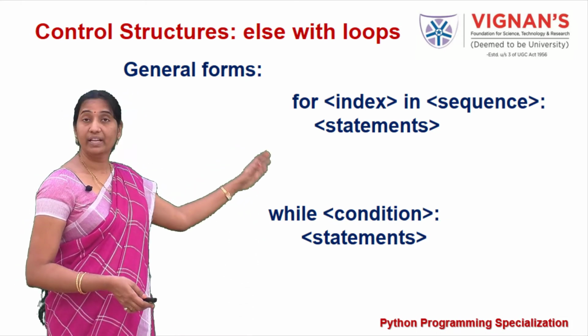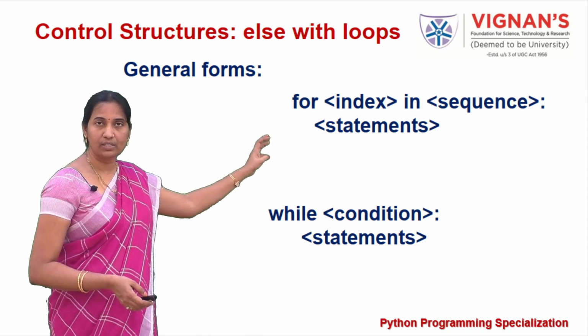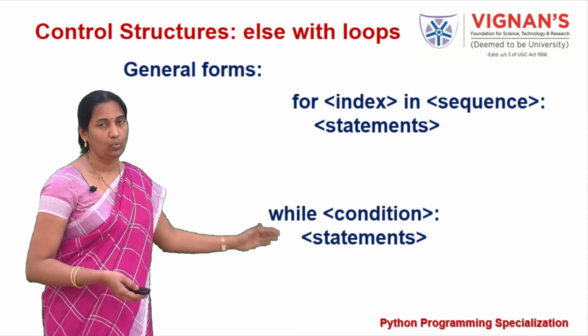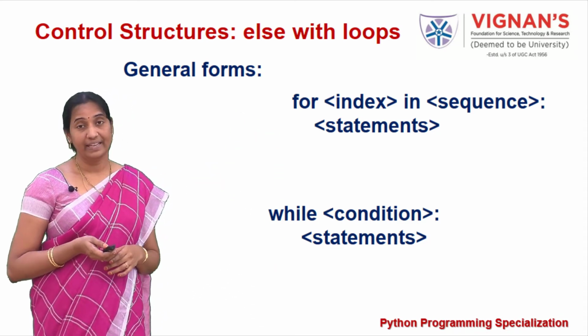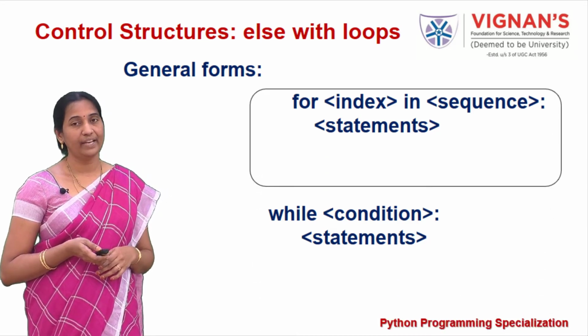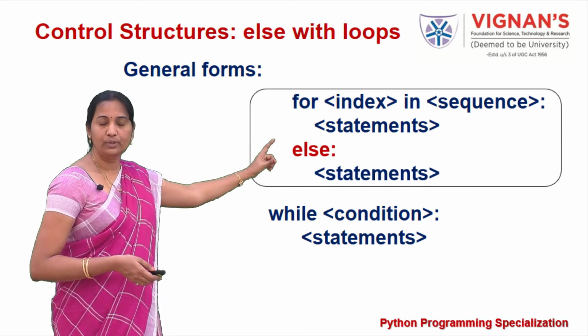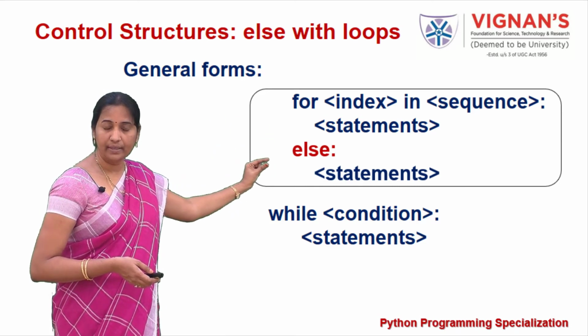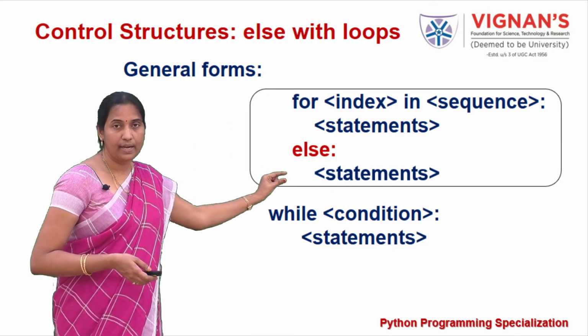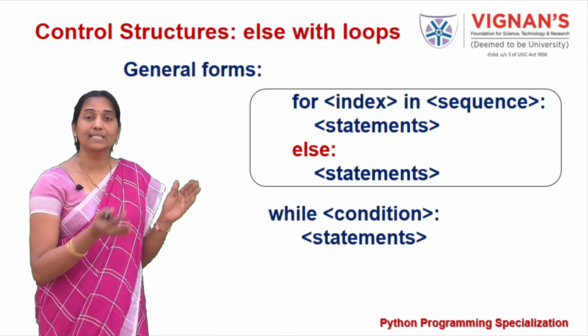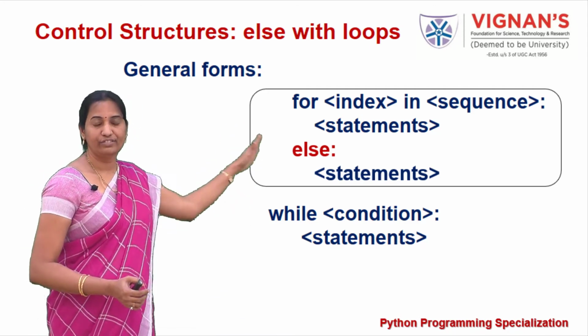Now let's see the general forms. I have just taken the regular general forms for the for loop and the while loop. Now let's add the else keyword with them. So how can we use else with the for loop? If you observe, after the for loop you just add the else statement and include the statements that you want to execute on successful completion of the for loop.